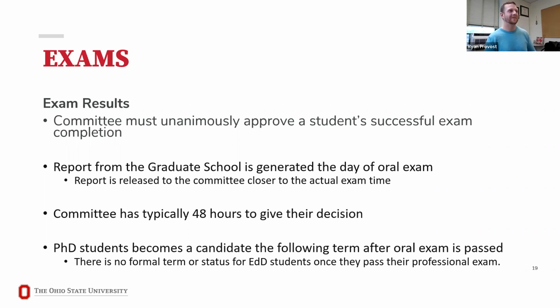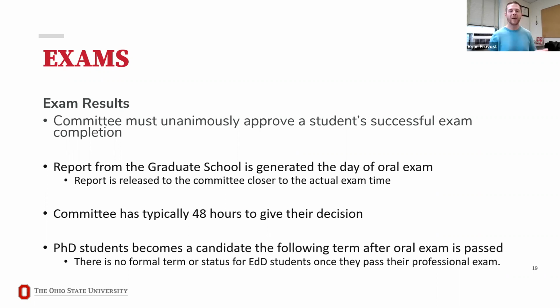So the graduate school, on the day of your exam, will automatically generate the report that gets released to your committee in order to submit their decision on whether or not you pass your exam. And they have about 48 hours typically after your exam time to submit that decision. And again, you have access to view their decision there.